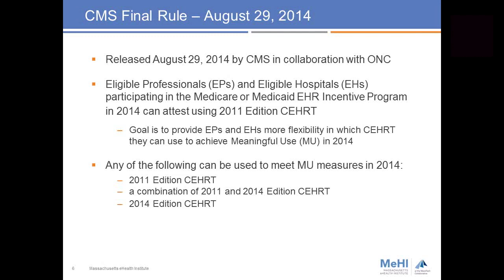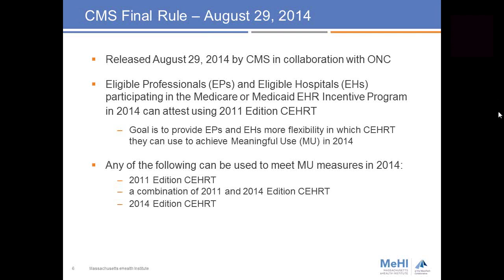In fact, there are some differences between the two programs, Medicare and Medicaid, and there are also differences between the eligible professionals and eligible hospitals. So that makes interpreting the final rule a little bit challenging, because you have to sort of figure out how does it apply for my particular circumstances. So the idea of this rule is essentially to allow some flexibility.